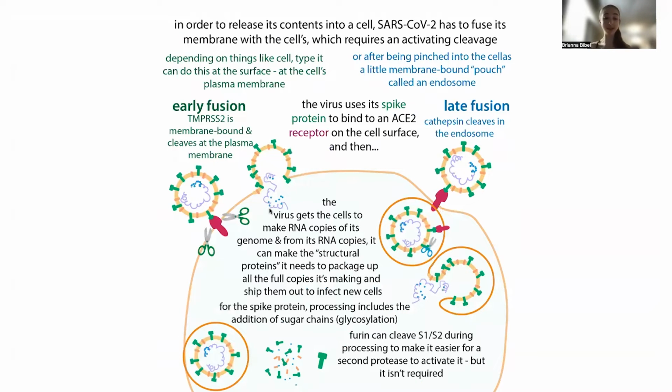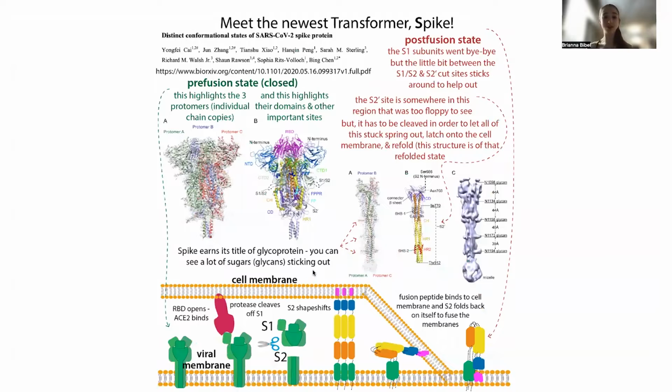and dump its contents into the cell so the virus can make more copies. Because it undergoes this dramatic shape shift, you have a pre-fusion conformation and a post-fusion conformation. If you want to study the pre-fusion, it can be hard because it has the tendency to transform into the post-fusion state.